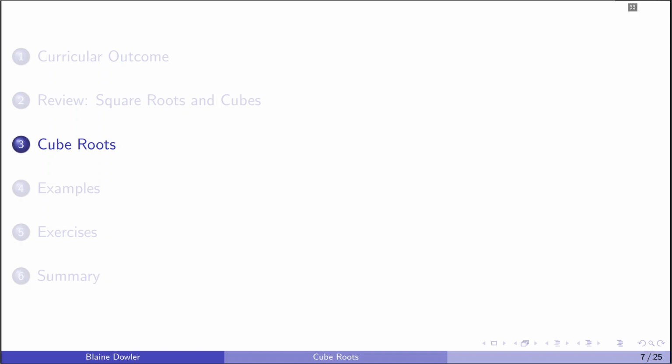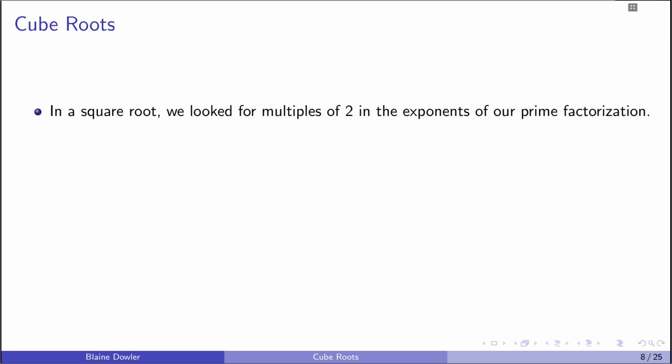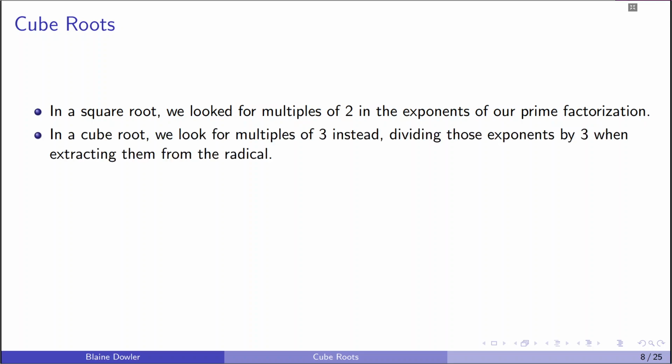So finding cube roots. In a square root, we looked for multiples of 2 in the exponents of our prime factorization. In a cube root, we're going to be looking for multiples of 3 instead. And we don't divide them by 2 when we pull them out of the radical, we divide them by 3. Notice now we have this index of 3 in our radicals. So we have that little 3 tucked in there. Anytime it's not a square root, we will have that mark pointing to it for us.